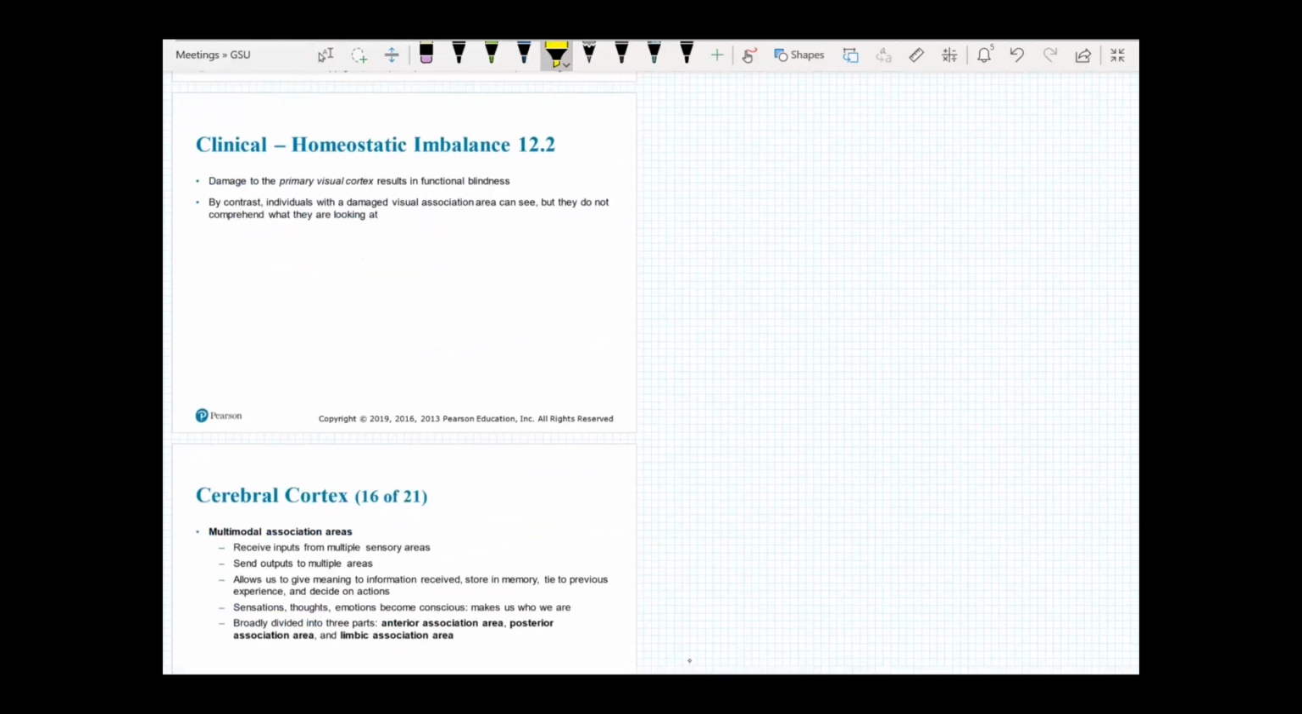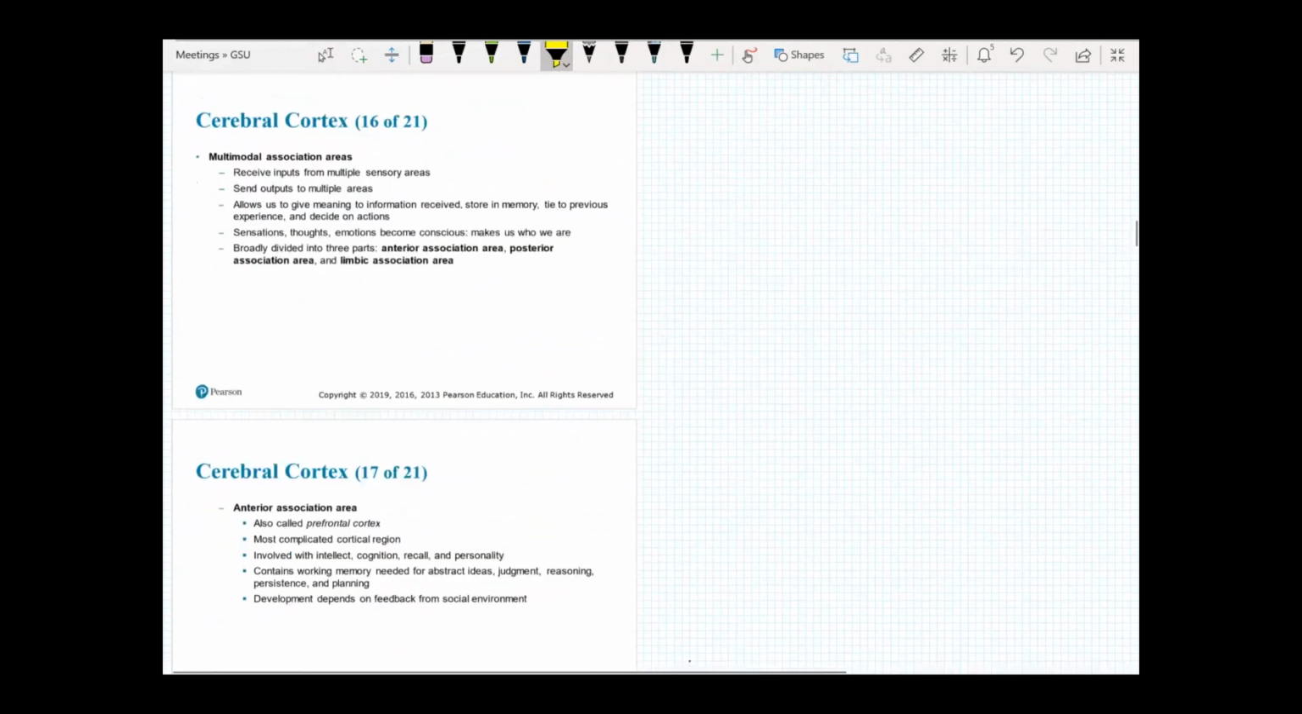So damage to any one of these areas can result in challenges with that sensory information. So for example, damage to the primary visual cortex results in blindness. So it's really important to know where damage to the brain is, as damage in certain places can cause lots of challenges.